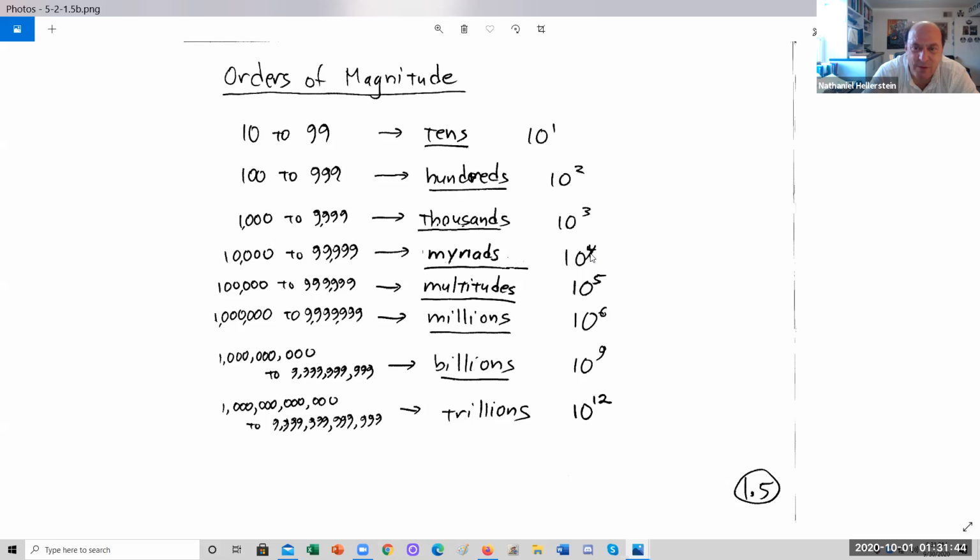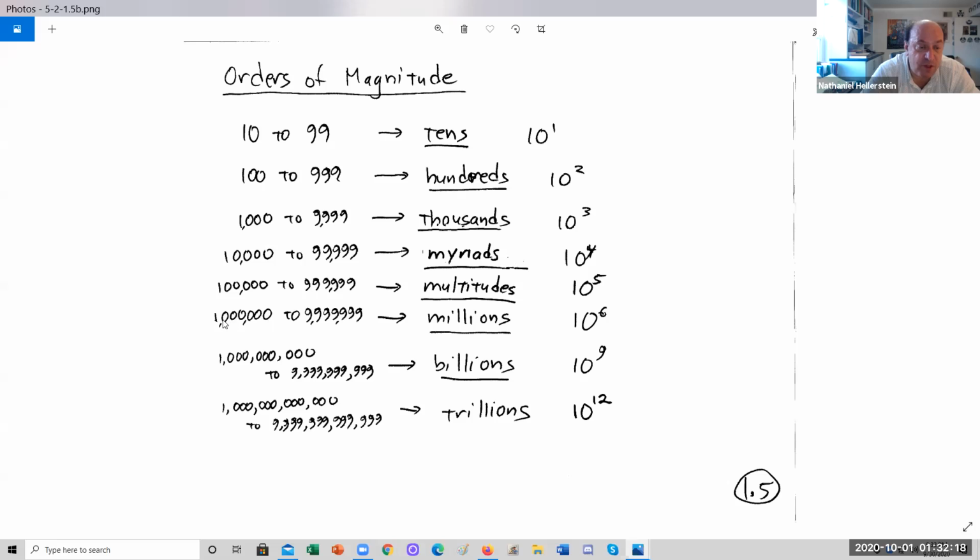Now, there are fourth and fifth powers. Those have magnitude names, but I haven't heard them that often, and I think they're useful, so I'd like to introduce them, because they do have some precedent. Something between 10,000 and 99,999 is the hundreds of hundreds, 10 to the fourth power. That has a name. It's called a myriad. And if it's 100,000 to 999,999, that's in the hundreds of thousands, 10 to the fifth. That also has a name, multitude.